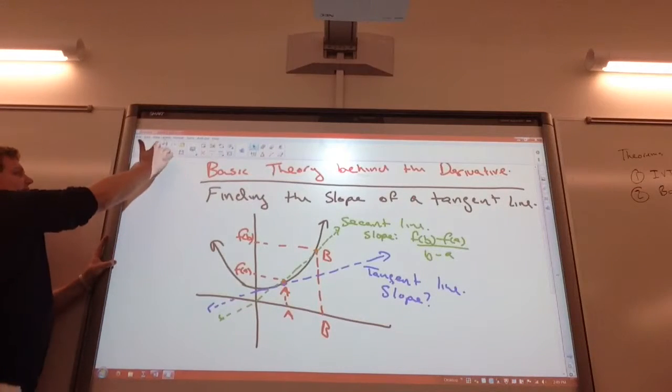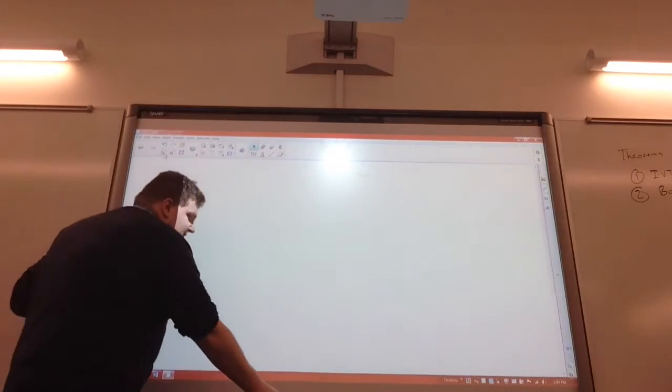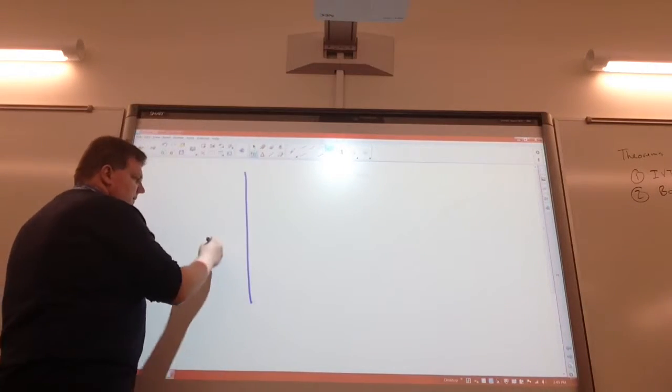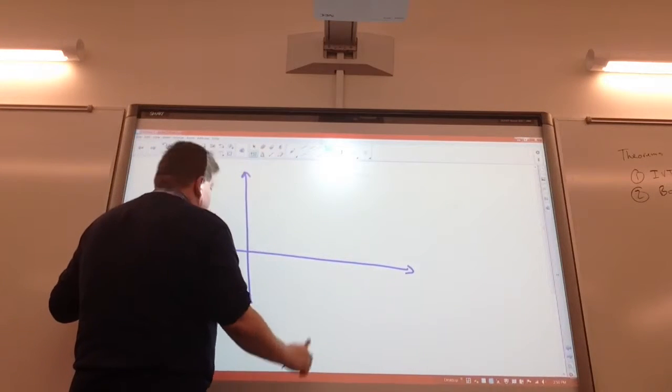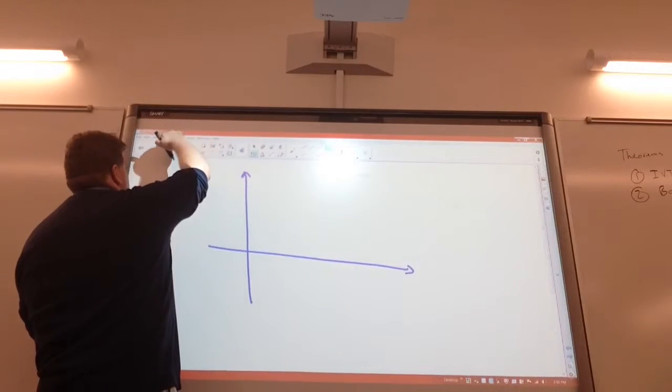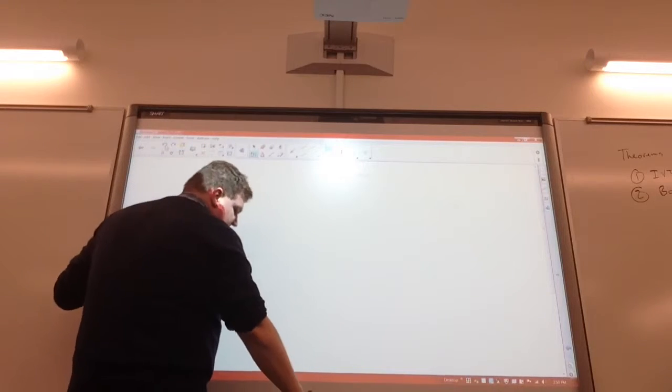So from this right here, to calculate that tangent line, we're going to switch things over. I do not want to use this color, hang on. Let's try to keep things the same as they were before.